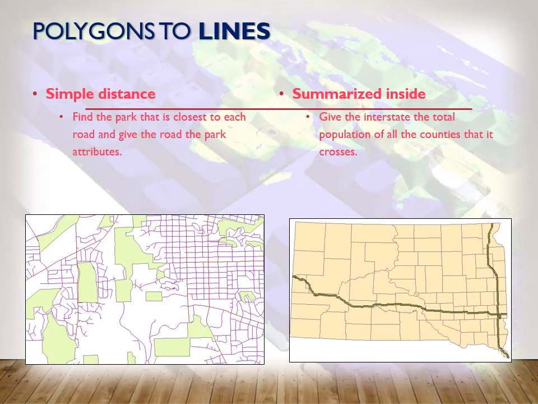Here's a summarized inside option. Give the interstate the total population of all the counties that it crosses. So for example, what we're doing here is taking this interstate and trying to figure out all the counties that it is inside. We can't list all those counties, so instead we want the population of those counties, and that's going to be a summarized field for that interstate.